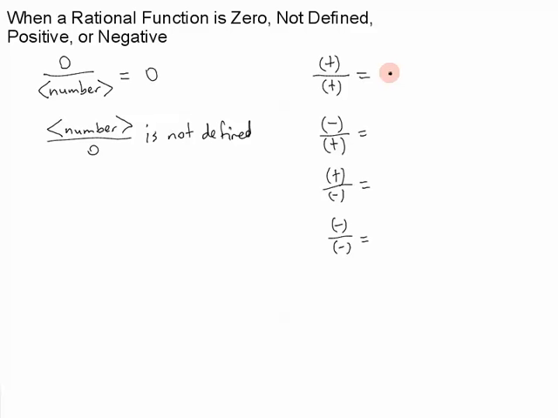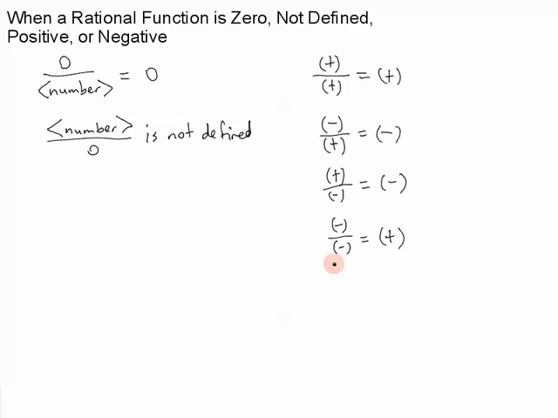A positive divided by a positive is a positive. A negative divided by a positive is negative. Same thing with a positive divided by a negative, and a negative divided by a negative is positive. So the rules for division are much like the rules for multiplication with positives and negatives.